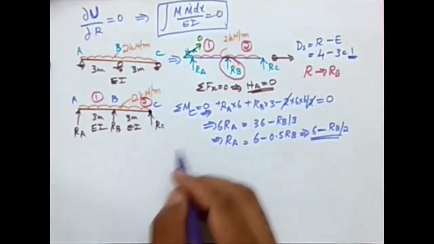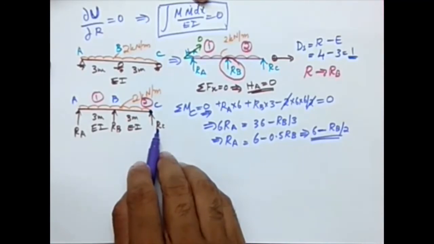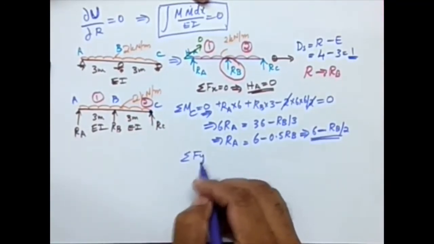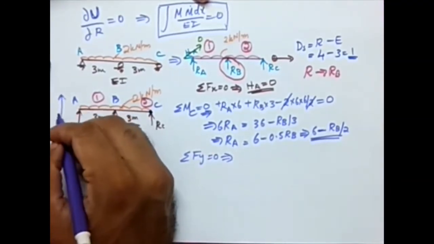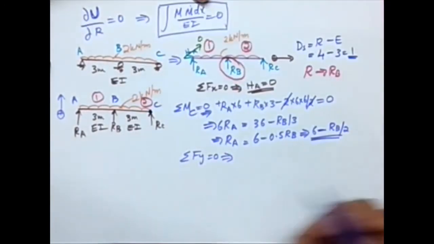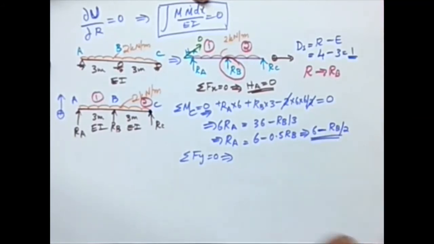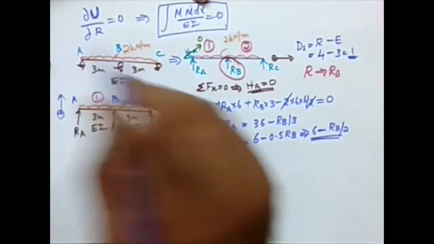Now I want the value of RC. How do I get it? I can use the next equation, sigma Fy equal to 0. I need some sign convention. I'm considering all the forces in the upward direction as positive. It's my choice. I can also consider downward as positive. Nothing changes in the problem. So I'm considering upward as positive.